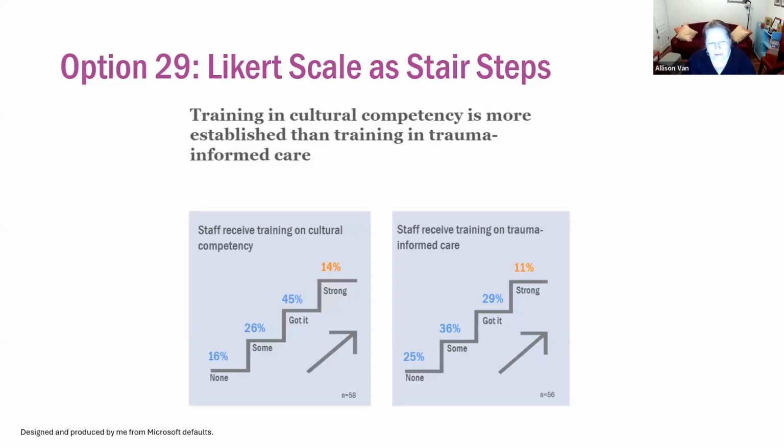So, a Likert scale can be a lot of different things. It can be a 100% bar chart. There are different ways you can do it in a pie. There are different ways to sort of show the relationship of percentages within a Likert scale.